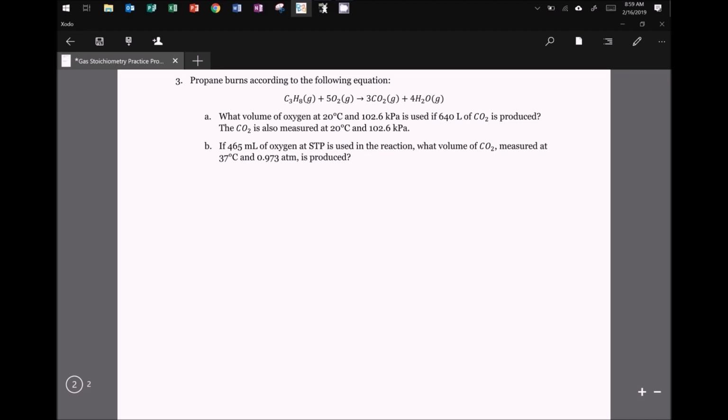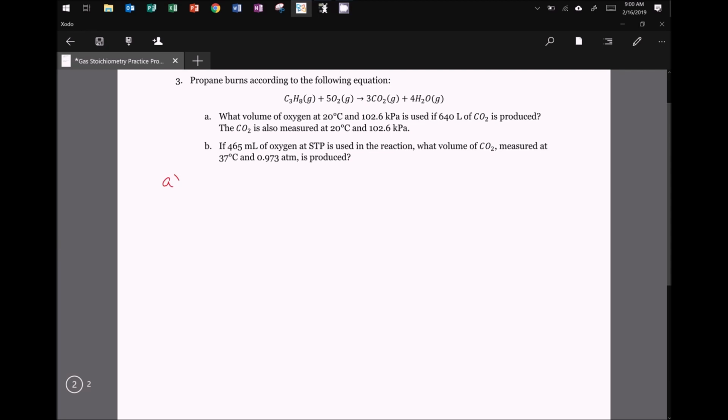And it's saying what volume of oxygen at 20 degrees Celsius, 102.6 kilopascals, is used if 640 liters of carbon dioxide is produced. Now here's the important thing. It tells us that the CO2 is also measured at 20 degrees Celsius and 102.6 kilopascals. So, because the conditions are the same, we don't have to do any conversions. We are going to just do straight up stoichiometry here.